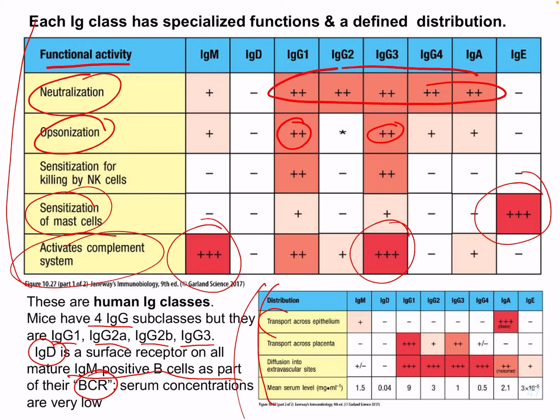So what transports across the epithelium the most? IgA, as we discussed. IgA is pretty much the most present in all epithelial tissues. The placenta, we mentioned this before, is IgG. For extravascular sites, we have our IgGs 1 to 4. And for mean serum level, what's the most present? You can take a look here.